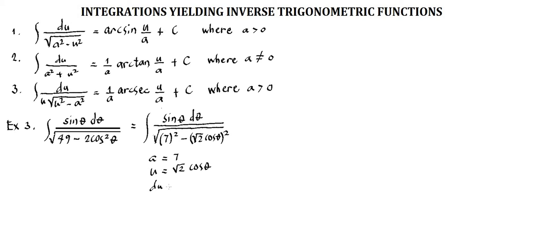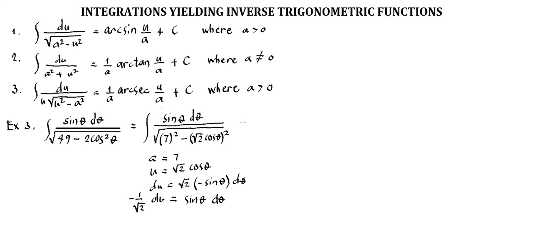Ang du natin ay magiging equal siya sa square root of 2. Ang derivative ng cosine ay negative sine of theta, and then times d theta. So, dito sa ating problem, meron tayong numerator na sine theta d theta. Let us solve that in terms of du. So, magkakaroon tayo ng negative 1 divided by square root of 2 du equals sine theta d theta.